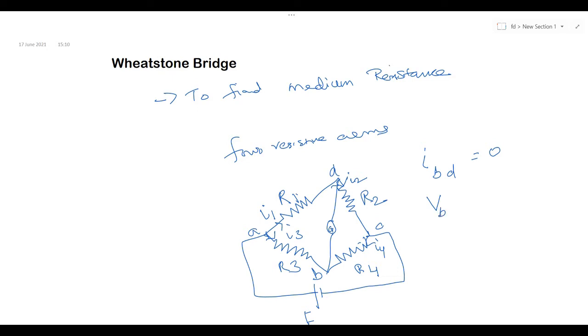The condition to balance this bridge is that the current across the galvanometer should be 0. So IBD is equal to 0, and the potential difference between B and D should be 0, so VBD is equal to 0. That is, the current across the terminals B and D should be 0, and the voltage across the terminals B and D should be 0.